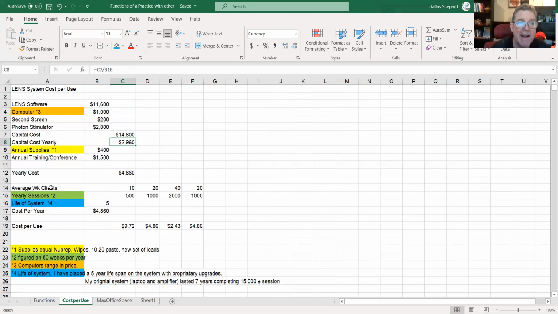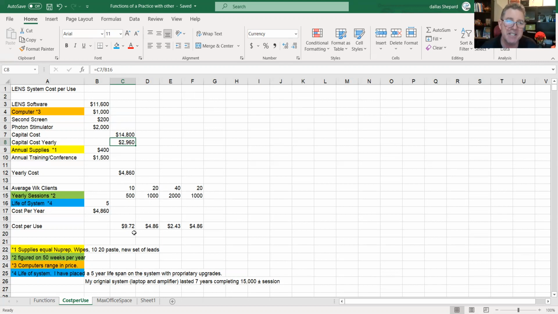And if we're doing an average of 10 weekly clients, that's 500 sessions a year. And going back to our capital cost, that's coming out to about $9.72 per use for our system.